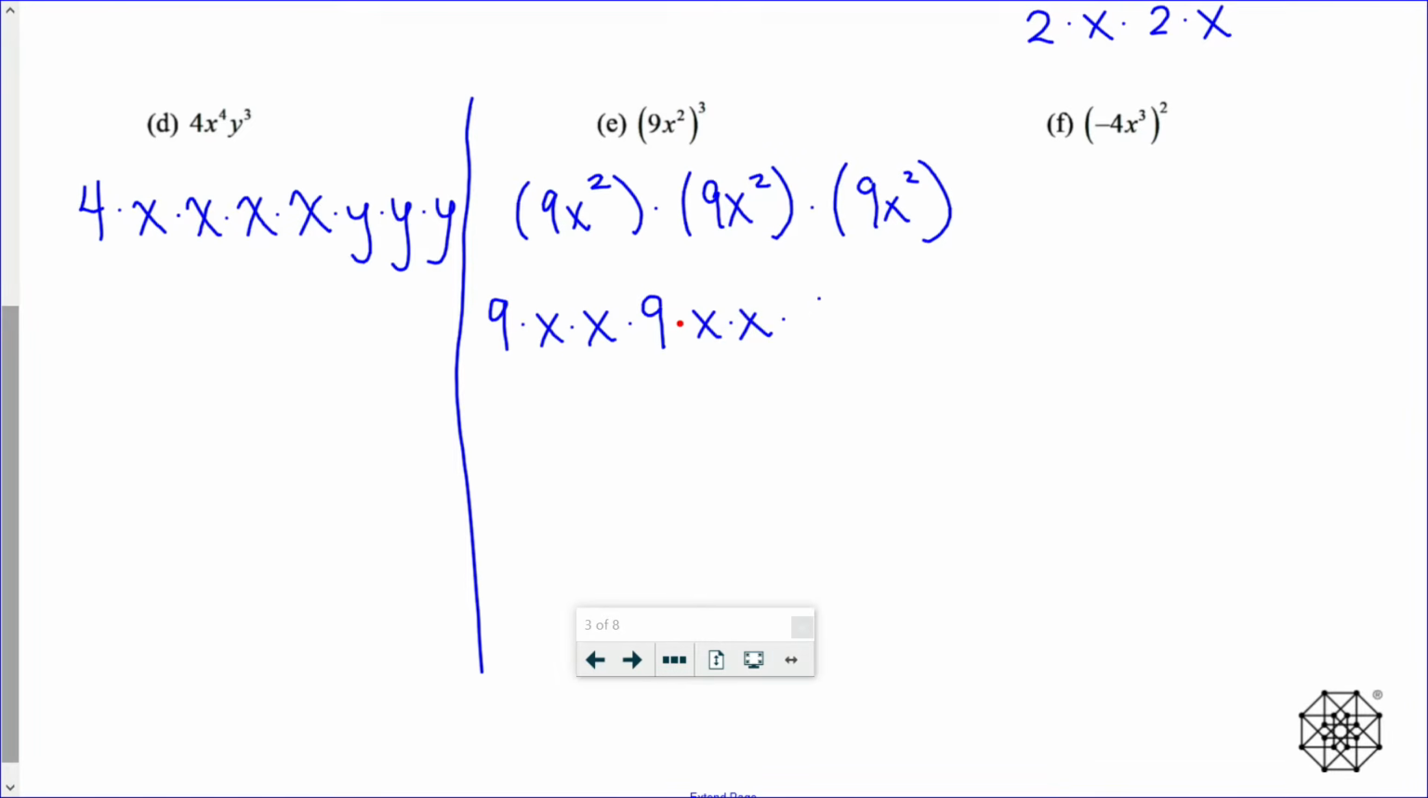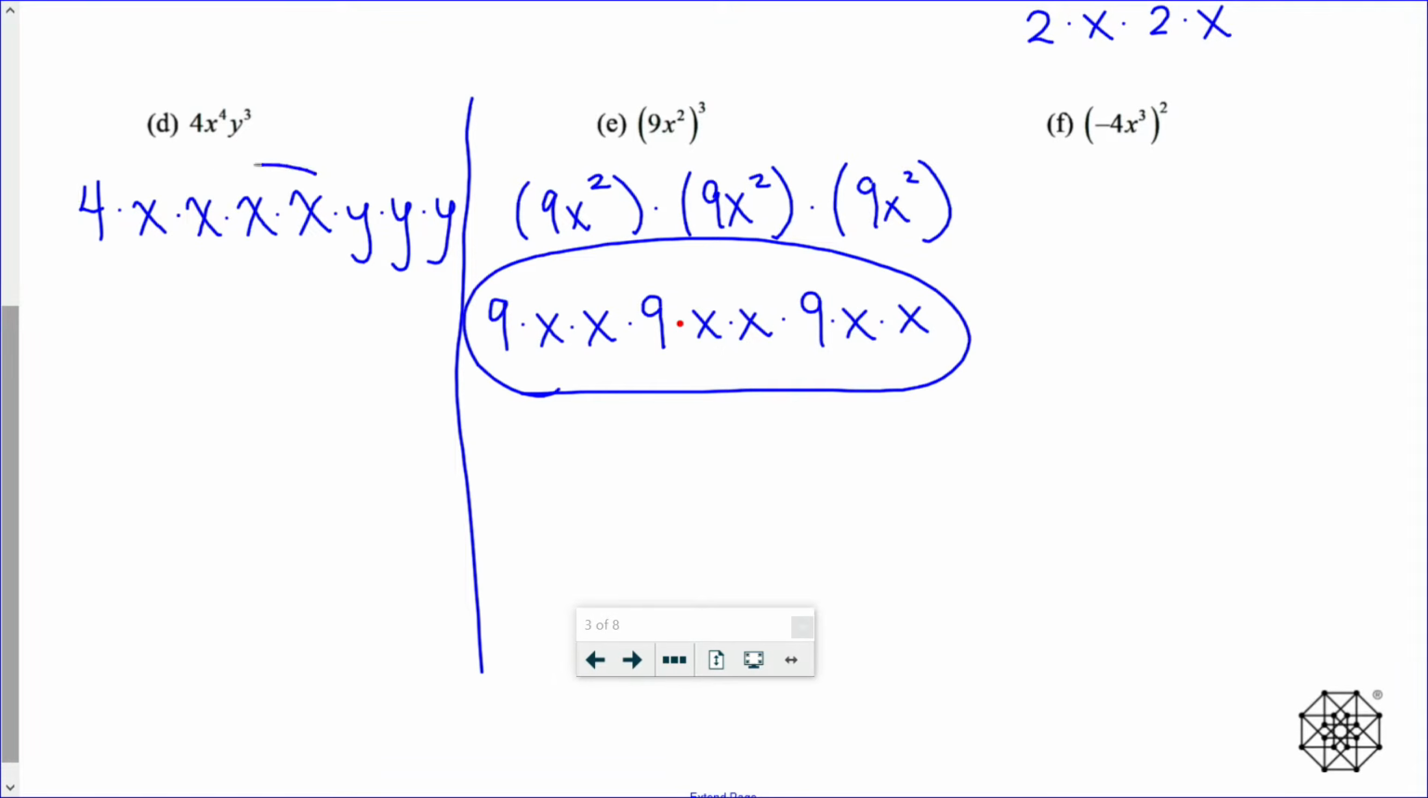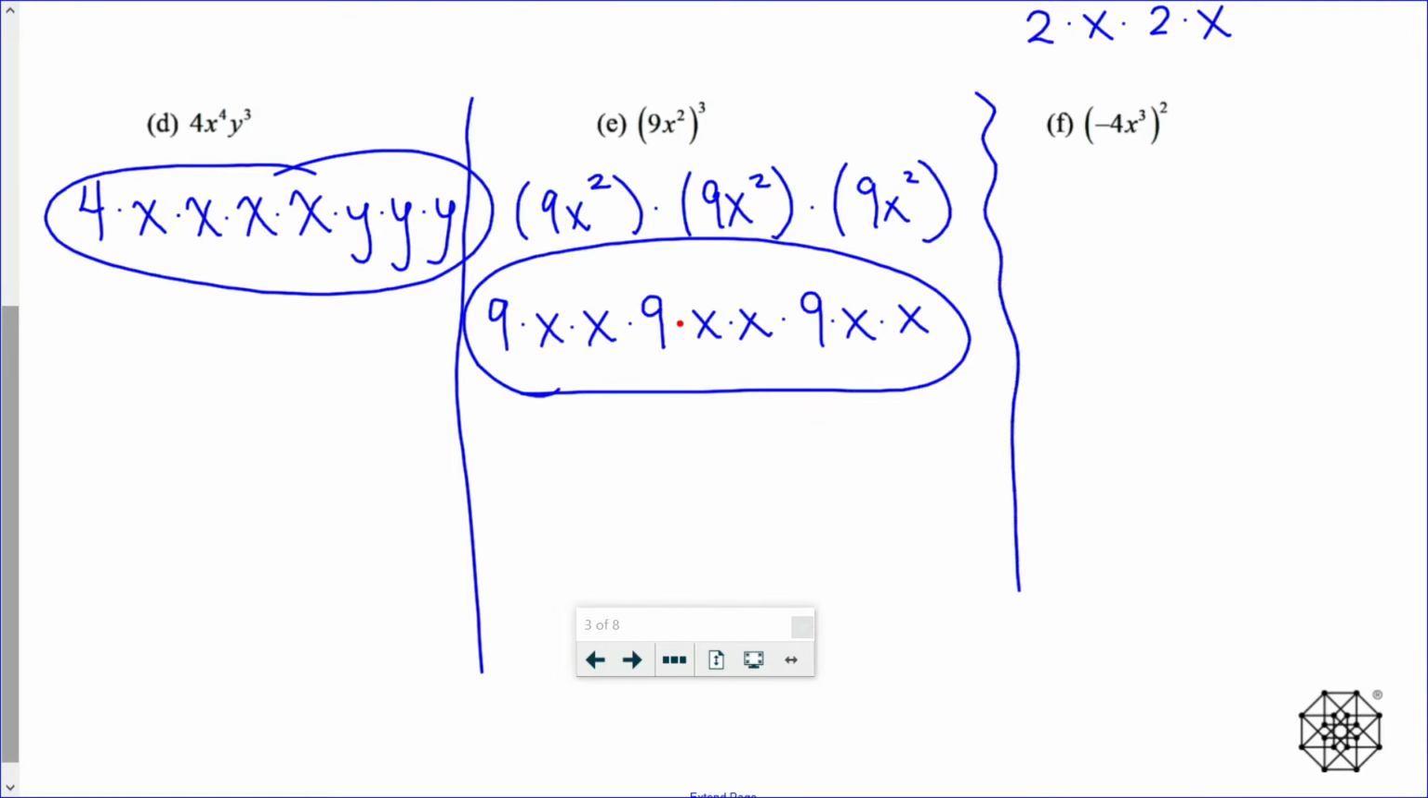Hey, my mystery red pen came out and visited today. 9 times x times x. Woo! That is one lengthy answer. But again, what I'm looking to do here is just understand what's going on. Let's get rid of the magic red.